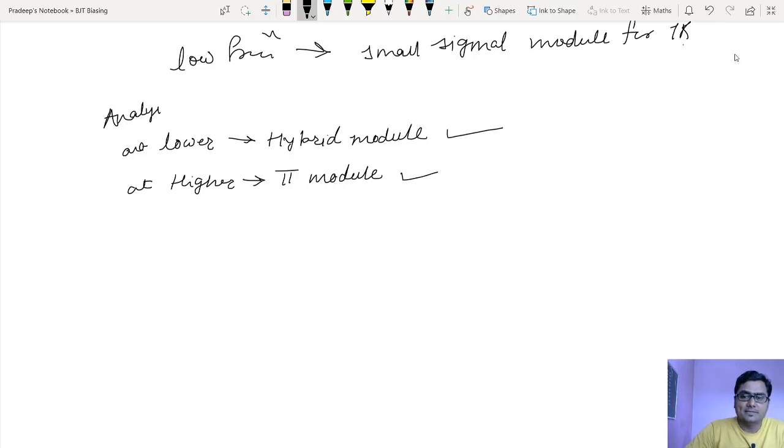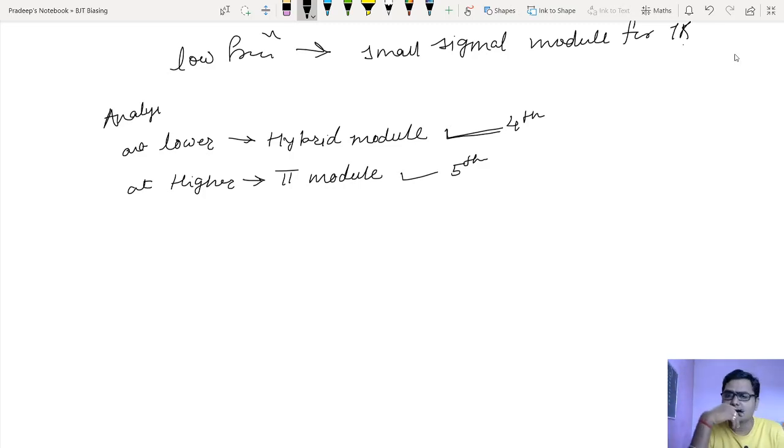Maybe this is your 4th chapter and this is your 5th chapter. Like this, we are going to cover all the analysis regarding BJT amplifiers. So at lower frequencies, the BJT uses the hybrid model. There are some parameters related to the hybrid model, and at higher frequencies I must use the pi model.